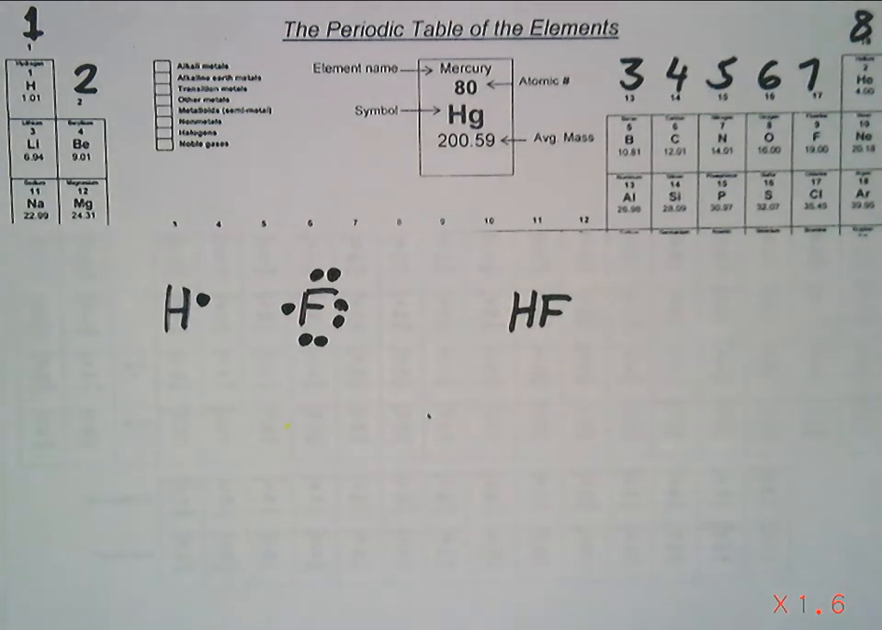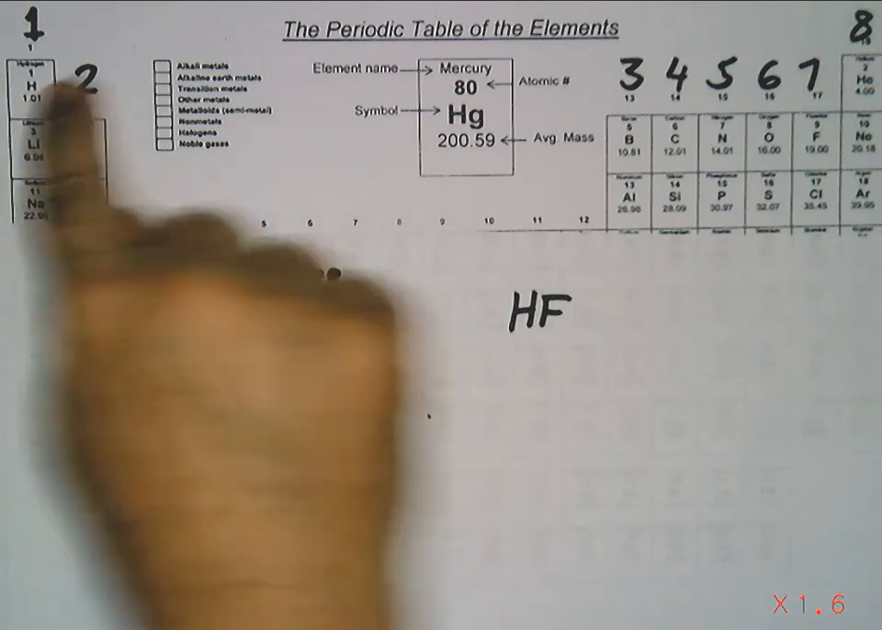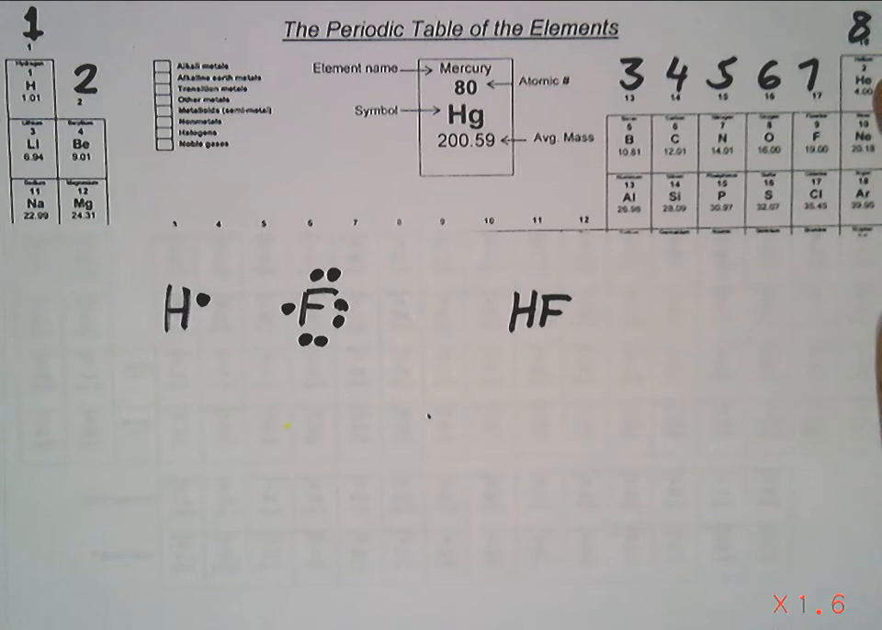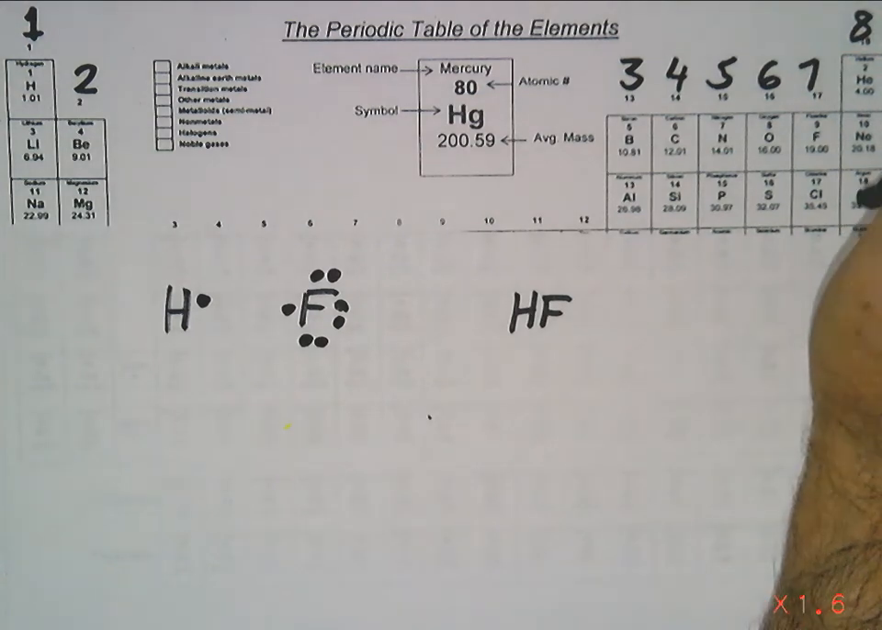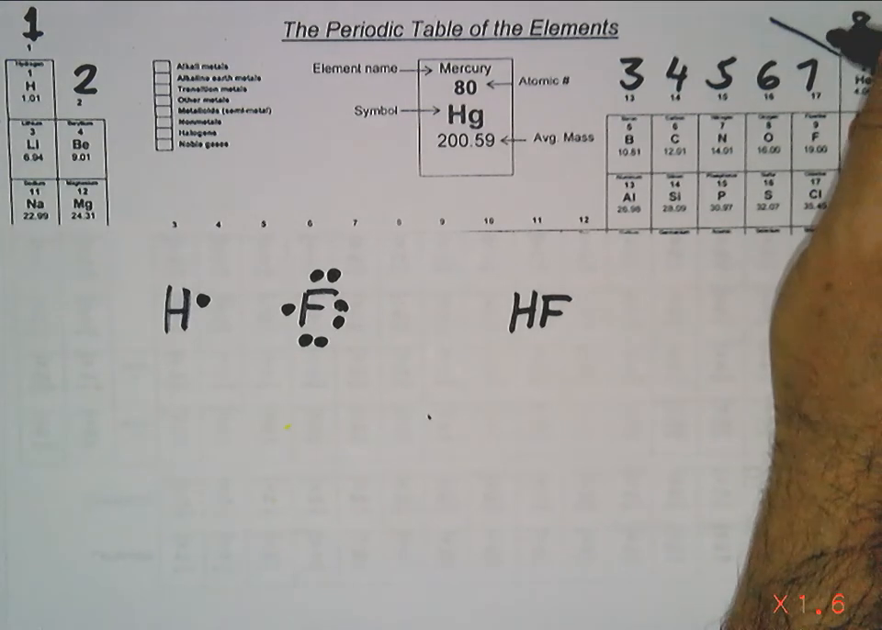And I want to know, what does H want to have? H wants to have 2 dots like helium. Now helium is different, right? I've got an 8 written over the helium, but it is a weird element. It is unlike any of the other noble gases. All of them have 8, but helium is an exception.